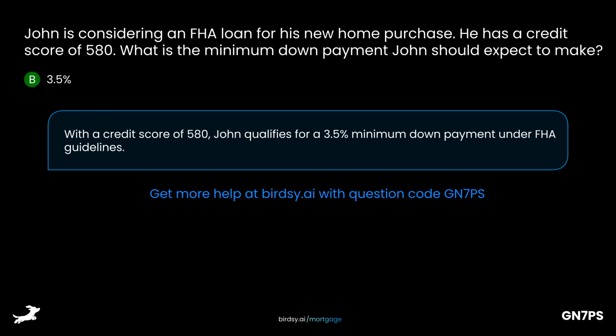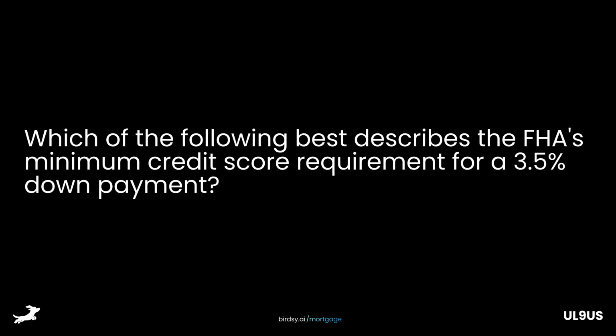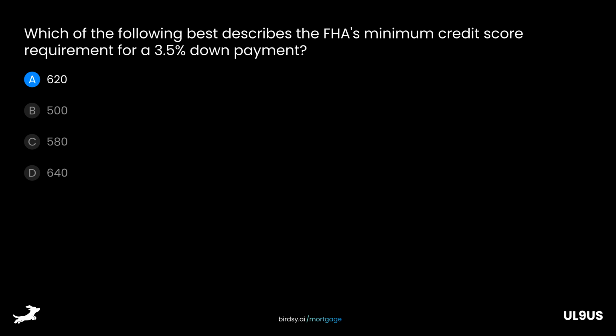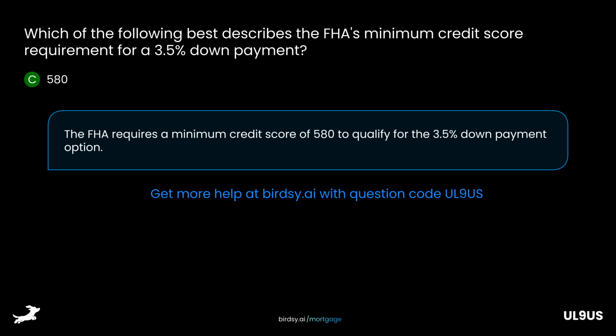With a credit score of 580, John qualifies for a 3.5% minimum down payment under FHA guidelines. Which of the following best describes the FHA's minimum credit score requirement for a 3.5% down payment? Is it A, 620, B, 500, C, 580, or D, 640? The answer is C, 580. The FHA requires a minimum credit score of 580 to qualify for the 3.5% down payment option.